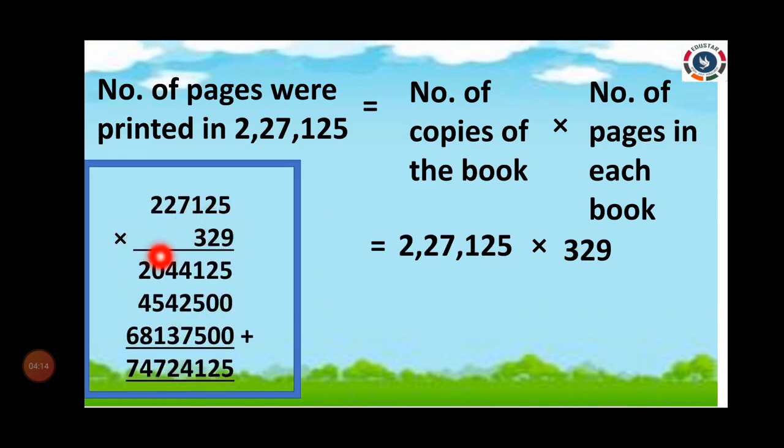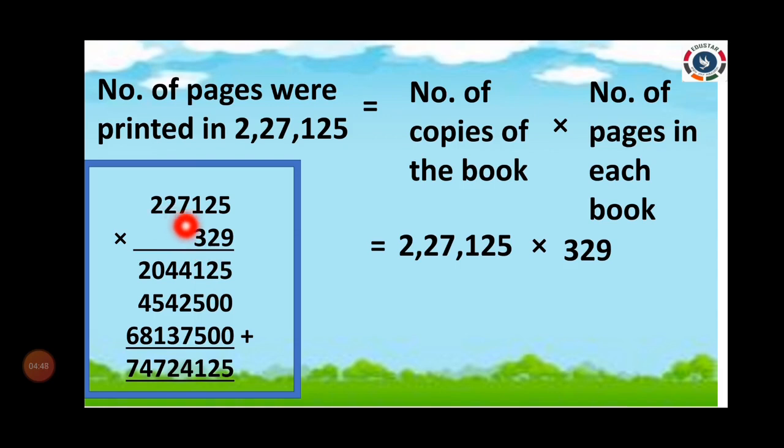2,27,125 into 329. We want to multiply the values, then finally we get the answer. So we are multiplying by 9 first, starting from the ones place value. 2,27,125 into 9. How much are you getting here? 20,44,125. This is the first step.